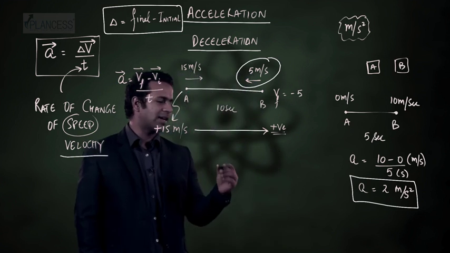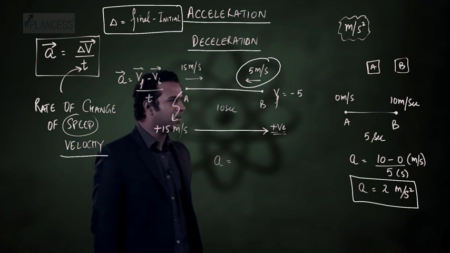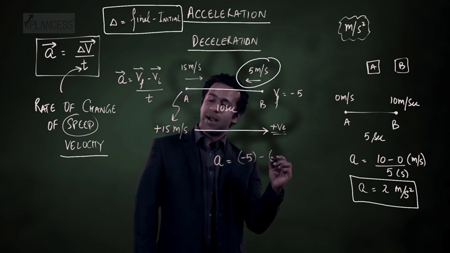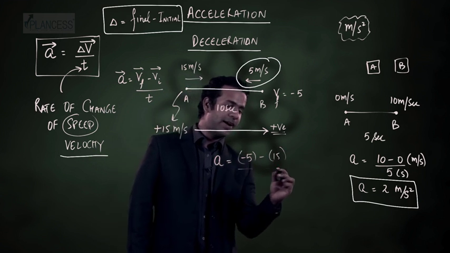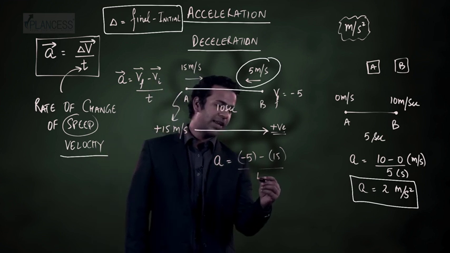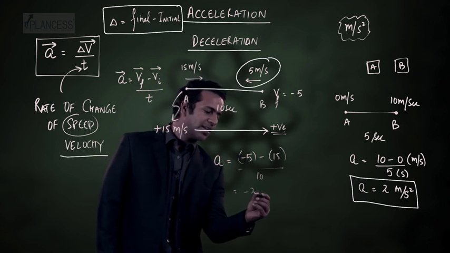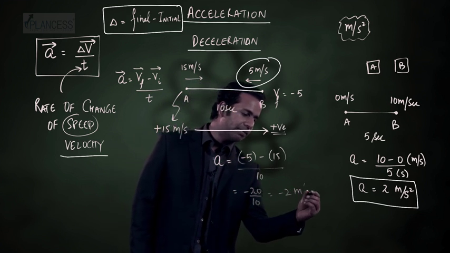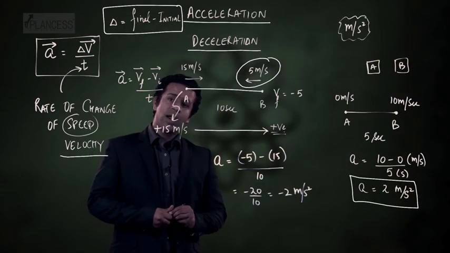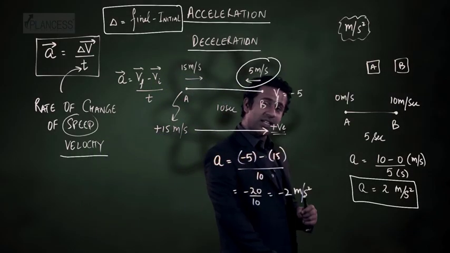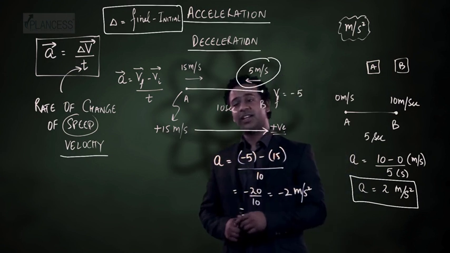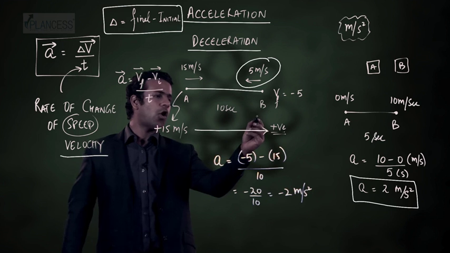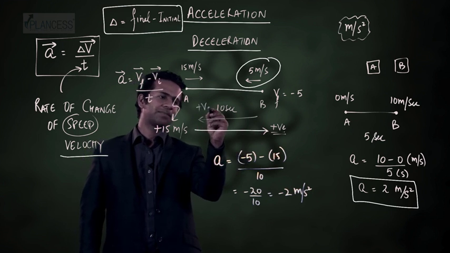So let's find acceleration. So acceleration becomes minus 5 minus 15 divided by the time taken, which is 10. So this becomes minus 20 by 10, which gives you minus 2 meter per second square. Now let's try to see how the result would change if we change the direction that we have taken as positive. So let's now consider the opposite direction to be positive.